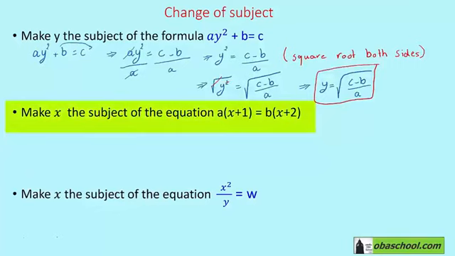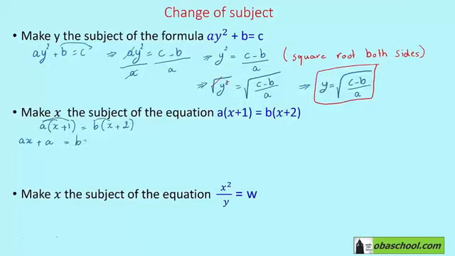Make x the subject of the equation a times x plus 1 equals b times x plus 2. Step number 1, we're going to copy the equation to work with it. After copying the equation, the first thing we have to get rid of is the brackets, by multiplying a and b respectively into the brackets. So we're going to come up with ax plus a equals bx plus 2b.